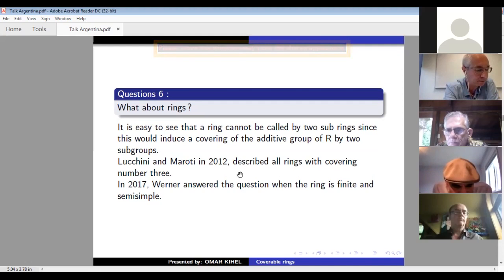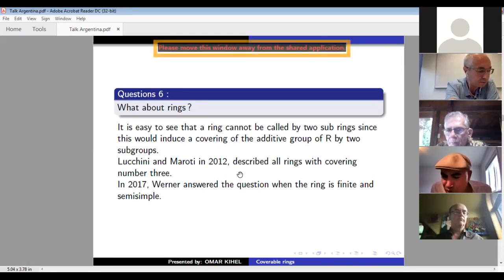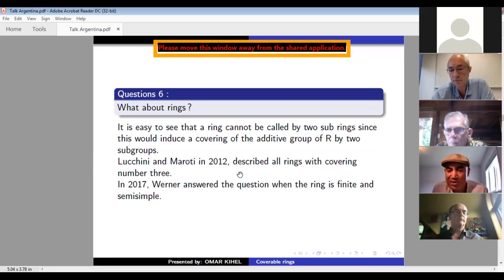Lucchini and Maróti in 2012 described all rings with covering number 3. It means all rings that you can write as a union of 3 proper subrings. We have them all. Okay. In 2017, Renan wrote a very beautiful paper where he dealt with finite semi-simple rings.